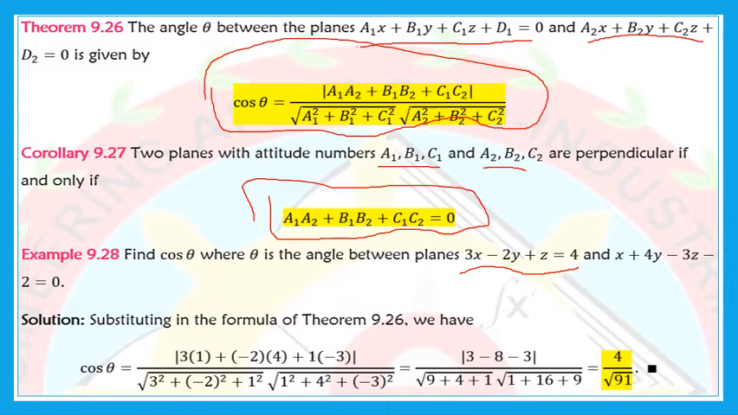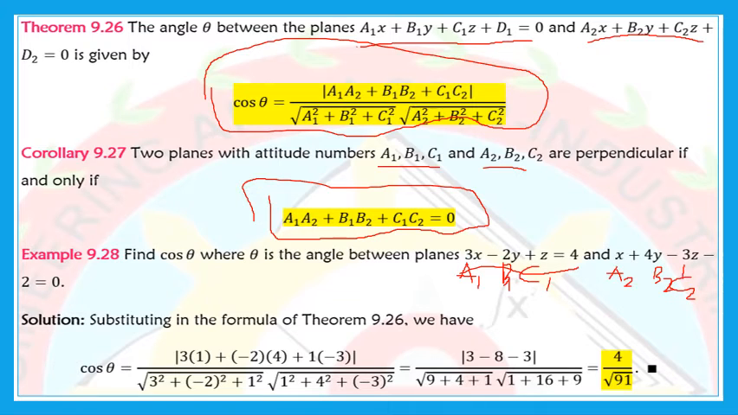So, substituting in the formula 9.26. So, substitute lang natin dito, class. Ang A natin dito is si 3. A sub 1 rather is yung first plane natin. This is our A sub 1. It follows also that this is our B sub 1, and then C sub 1. And then yung pangalawang plane naman, we have A sub 2 here. That is equal to 1 ha, pag walang nakalagay na numerical coefficient. Si 4 is our B sub 2. And then si negative 3 is our C sub 2.